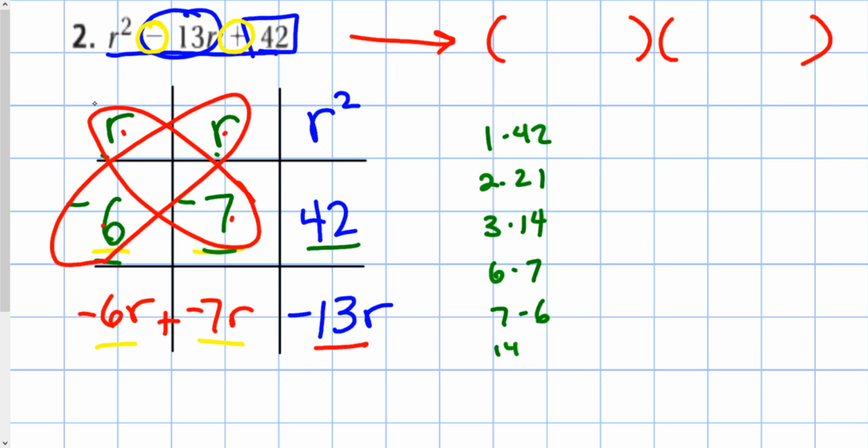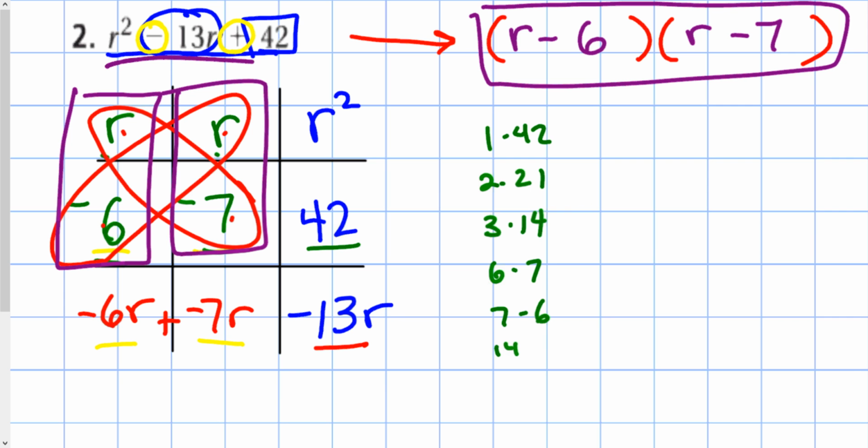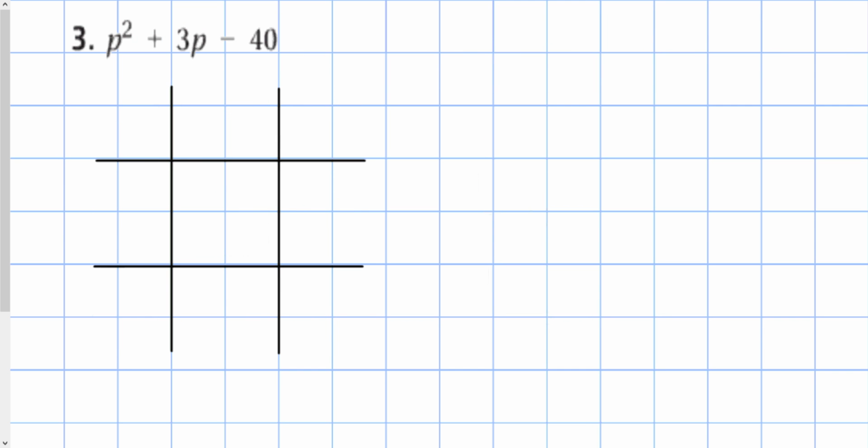Now I have to write my answer out. My answer is this column, r minus 6, and this column, r minus 7. And that's it. I have factored this polynomial or this trinomial into two binomials. Okay, let's do one more.